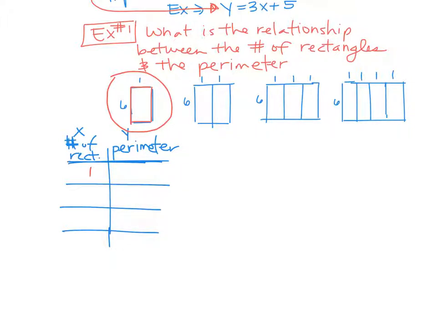It's 6 plus 6 plus 1 plus 1. This would be 1, this would be 6. So basically we're saying 6 plus 6, so 12, and 1 plus 1 is 2. So my perimeter is 14. Okay? Move on to 2 rectangles. When there's 2 rectangles there, what's the perimeter?